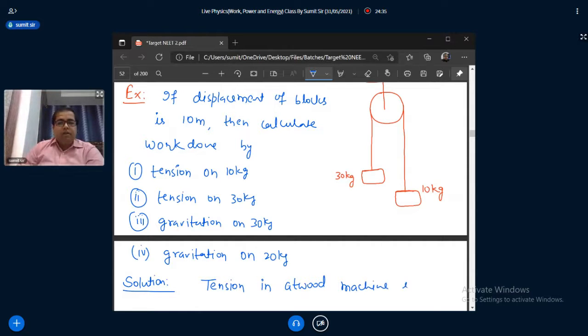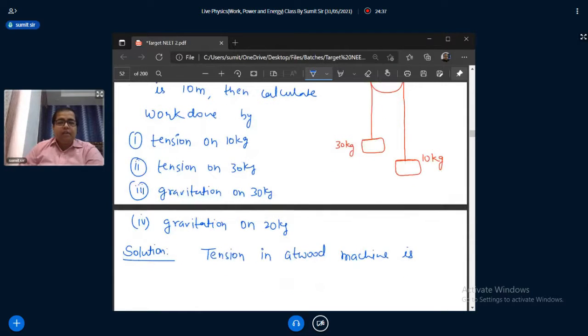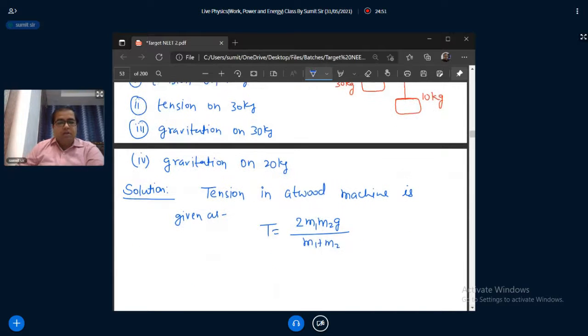Machine is given as, give me the formula. This is 2 m1 m2 g divided by m1 plus m2. So what is the value of tension? It's 2 m1. Mass, suppose 10 kg m1, 10 into this m2 is 30 kg, g is 10, divided by m1 plus m2, 10 plus 30.